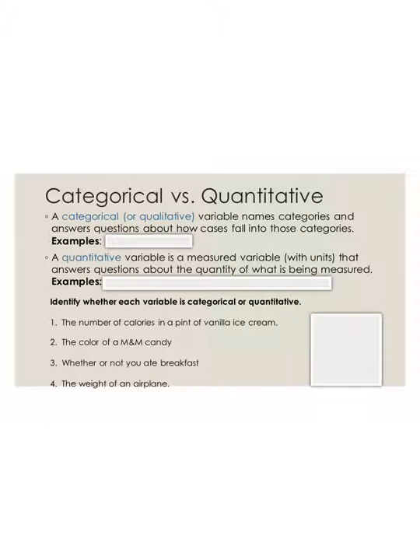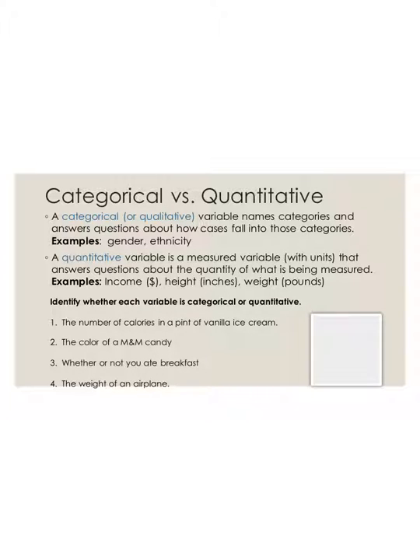A categorical or qualitative variable names categories and answers questions about how cases fall into those categories. An example of this would be like gender or ethnicity. Whereas a quantitative variable is a measured variable, usually has some sort of unit, that answers questions about the quantity of what is being measured. Examples of a quantitative variable include income with a unit money, height in inches usually, and weight in this country pounds.